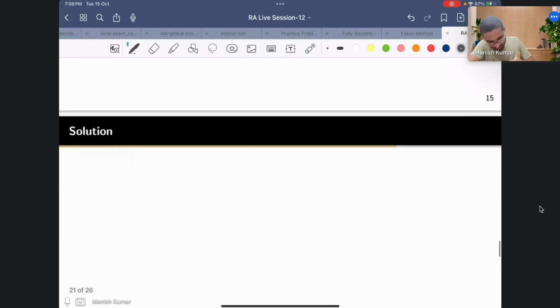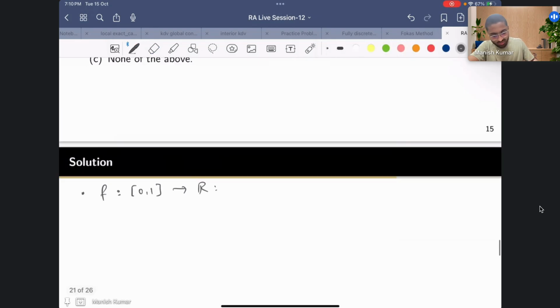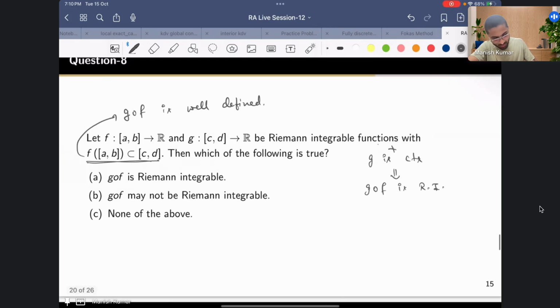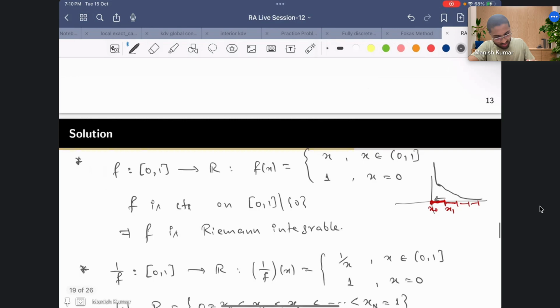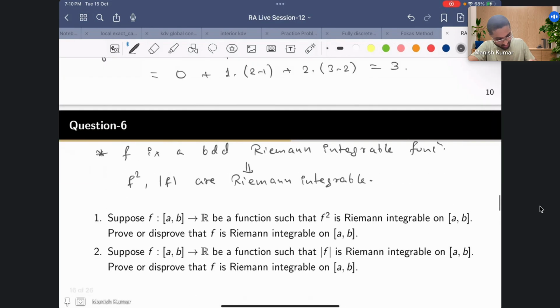So you construct this function f from [0,1] to R. Basically you have to choose a Riemann integrable function. So what you can do is define f of x to be, I think we already did this example. Let me see if I have written it above or not.